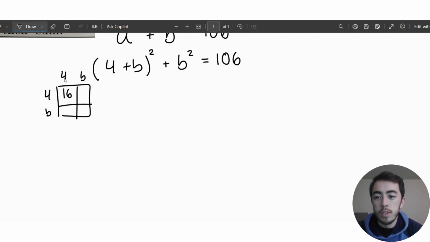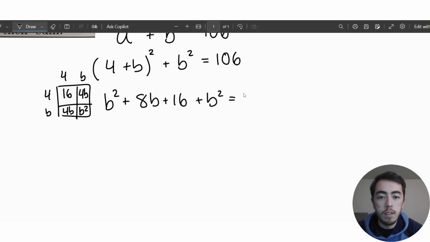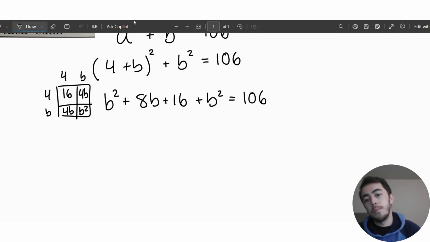So 4 times 4 is 16. 4 times b, I'll just call 4b for now. Another 4b right here, and then a b squared goes there. So if I add up all of these small bits, it's the same thing as multiplying 4 plus b times 4 plus b. And I'll write it in standard form. That just means putting the highest degree term first, combining the two 4b's into an 8b. There's that 16, there's that b squared, and finally the 106.